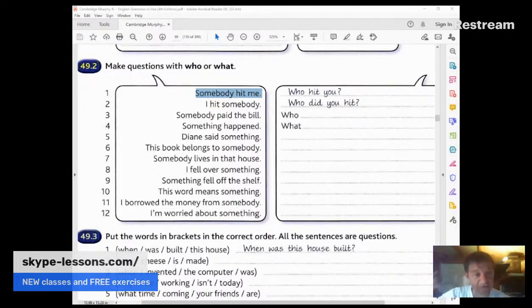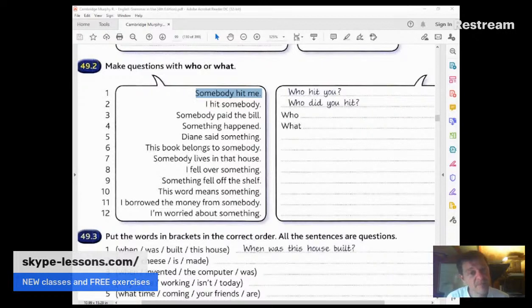And notice that the preposition "to" goes at the end, like I was saying earlier. Yeah, or as I was saying earlier in more formal English. Next one: somebody lives in that house. So somebody is clearly the subject of "lives." So who lives in that house? Yeah, simple as that. I know it's not simple, by the way, but yeah, who lives in that house?